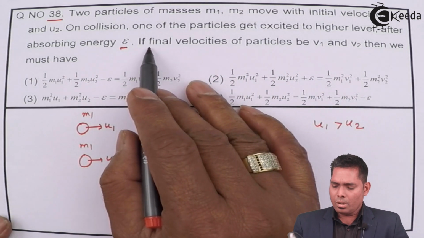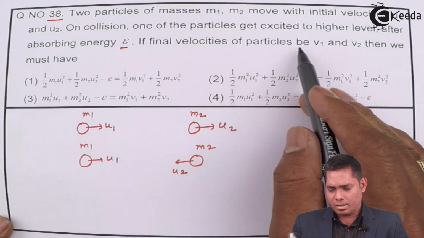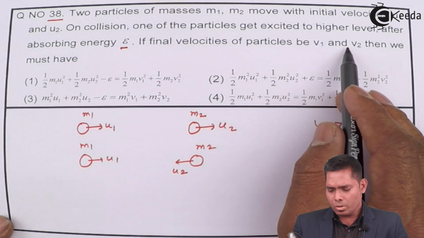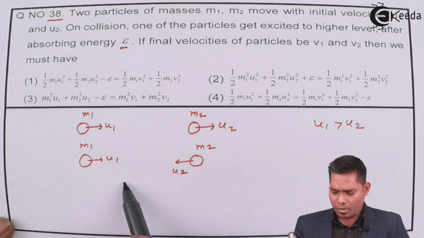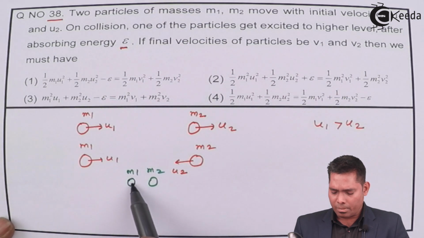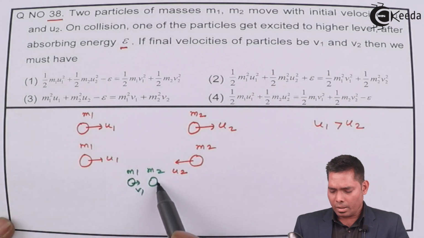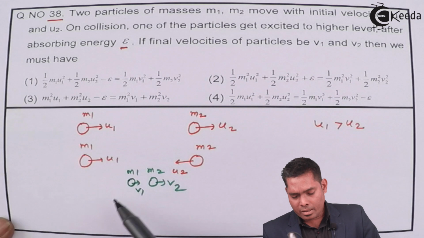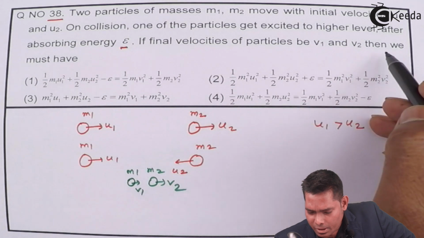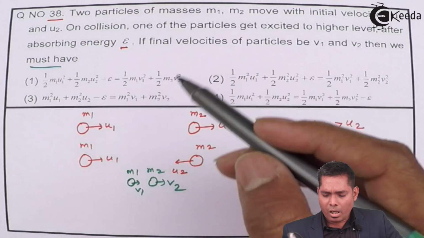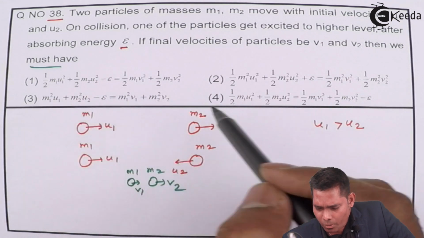If the final velocities of the particles are v1 and v2, then after collision these two particles m1, m2 have velocities, whether in this direction or the other direction, no problem with that. We'll just write it in any way. Suppose this is your v1 and this is your v2, the velocities after collision. The final velocities are these. Then we must have, out of this information, which of these options are correct.